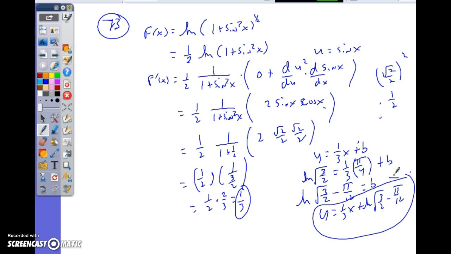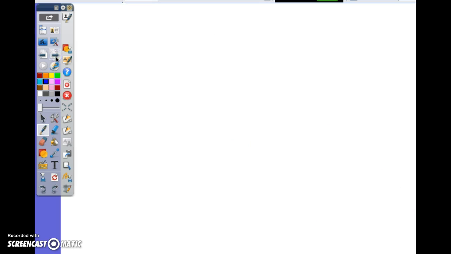Pause this. Actually, here we got this one. Okay, 59. F of x equals ln.